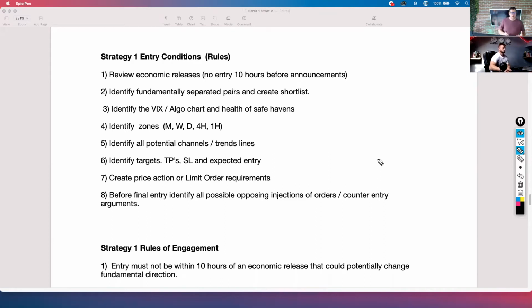Okay, next, we're not going to talk in depth about this today. This will be for next week. But we're going to start identifying the VIX, using the VIX charts and also the algo. I'll talk about the VIX first.